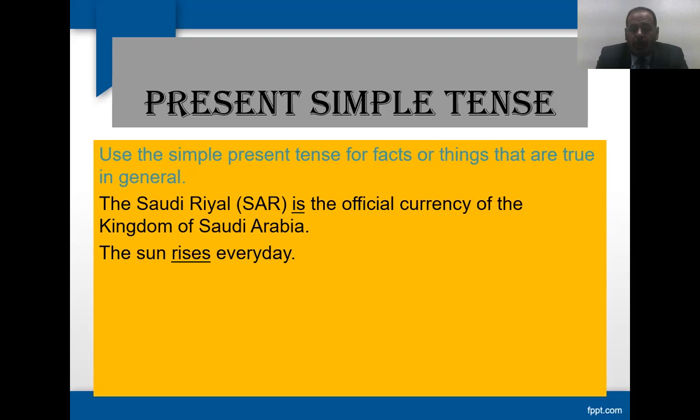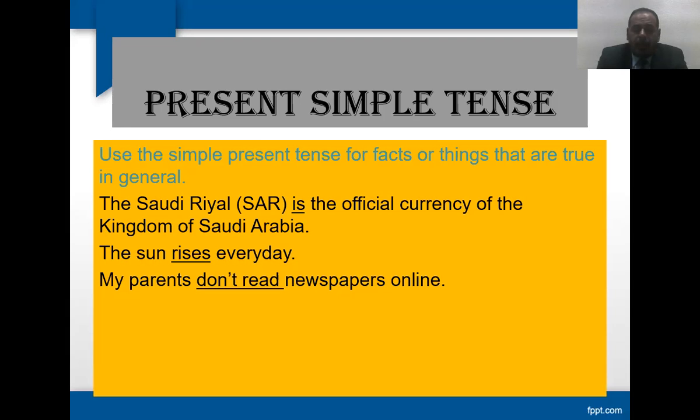So let's check this one. My parents don't read newspaper online. Now note that we use don't or doesn't when we make a negative. When we use the negative form for a sentence, we use don't or doesn't. Here, my parents, the subject is plural, so we use don't. If the subject is singular, for example, when I say my father, I say doesn't read newspaper online. My mother doesn't read newspaper online. But with plural, my parents, I use don't for negative.